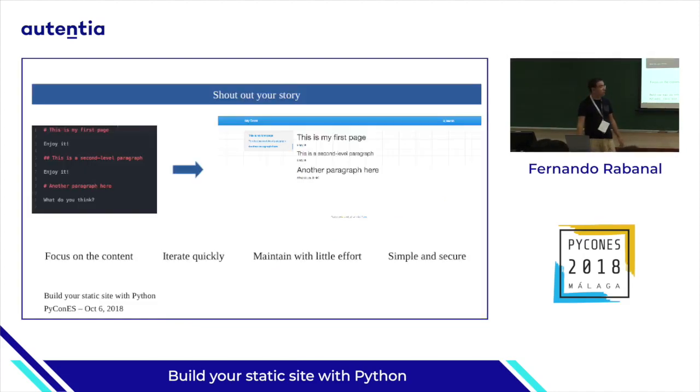So what can we do? Write the Markdown. This is the Markdown file for MkDocs. We only wrote this in a text editor. We render the page. So we can focus on the content, iterate, maintain, because maintaining a plain text file is quite simple, and it's simple and secure. Because if someone wants to inject code with HTML, okay, it can be done, but you can render your original page, move it to the server, and you can redeploy your page easily.